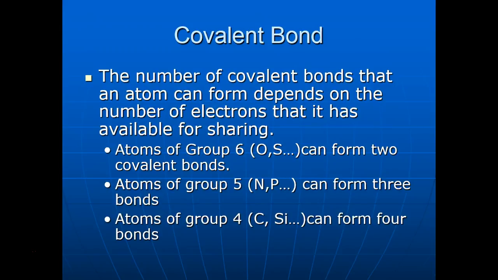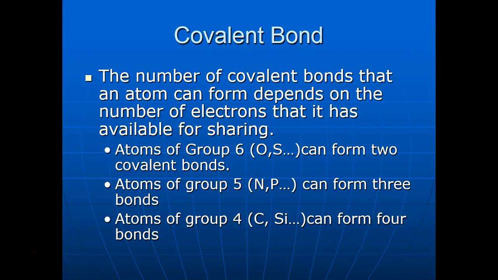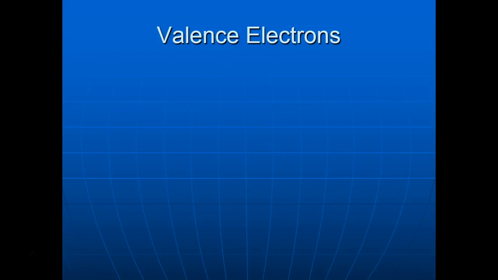The number of covalent bonds that an atom can form depends on the number of electrons that it has available for sharing. So that means it depends on its number of valence electrons. Atoms of group 6, such as oxygen and sulfur, can form 2 covalent bonds. Atoms of group 5, such as nitrogen and phosphorus, can form 3. Atoms of group 4, carbon, silicon, and so on, can form 4 bonds. And in covalent bonding, we're bonding 2 nonmetals together, not a metal and a nonmetal like ionic bonding.